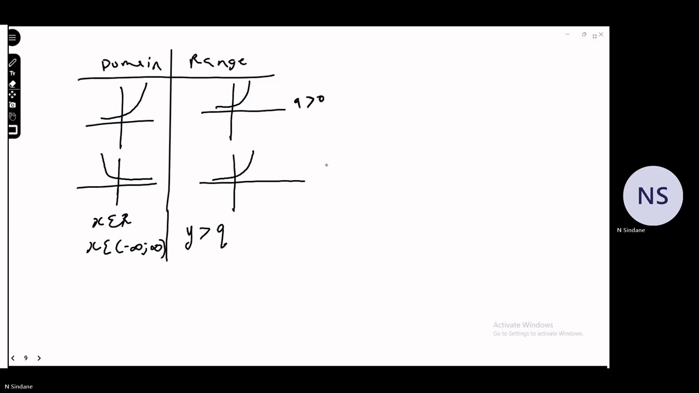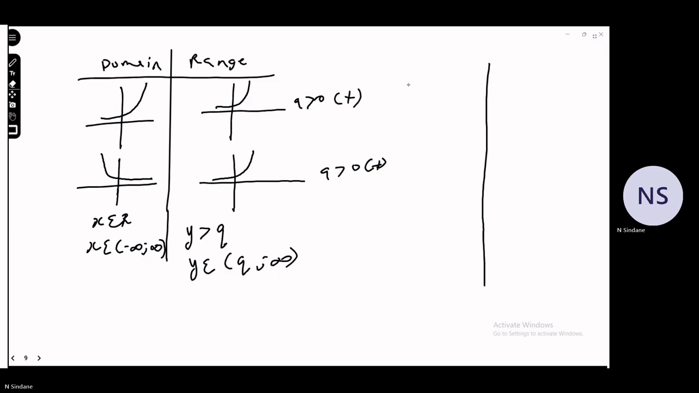Right? This is when the value of a is greater than 0, meaning the value of a is positive, right? So y will be greater than q. Or you can write it like this: y element from q up to positive infinity. These are two ways in which you can represent this range. Let's come to the next one, which is the final one now: the domain and range.